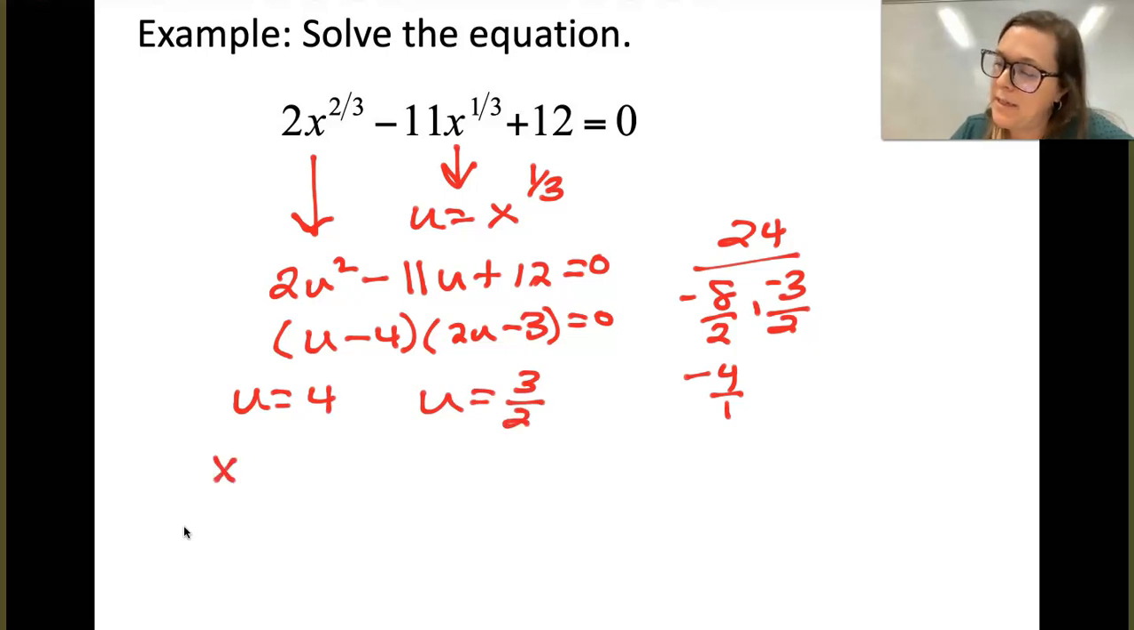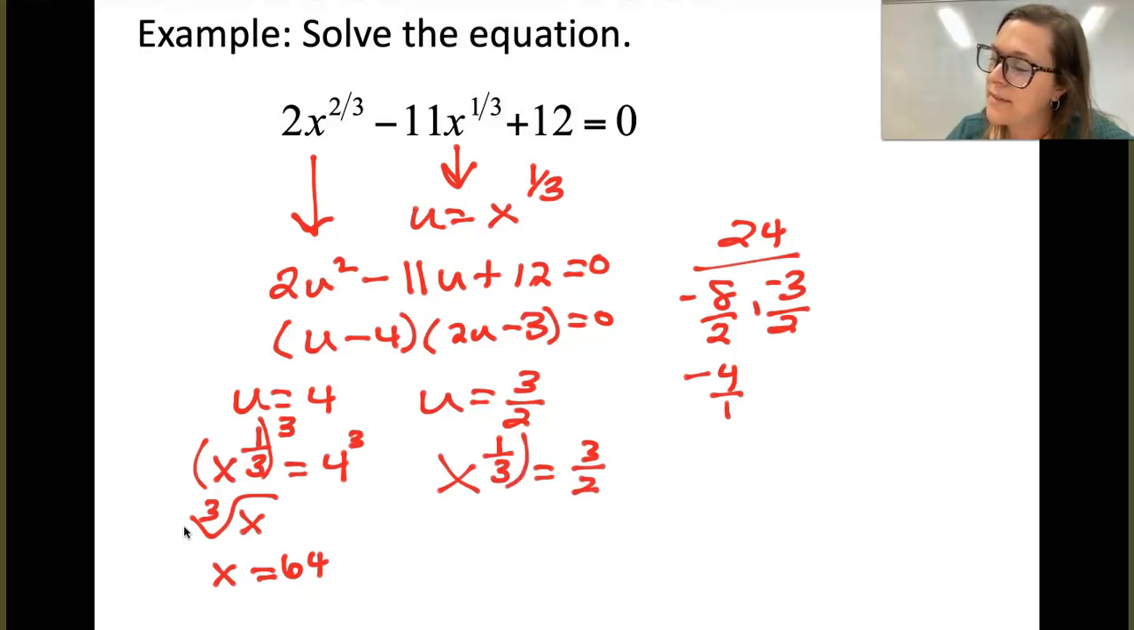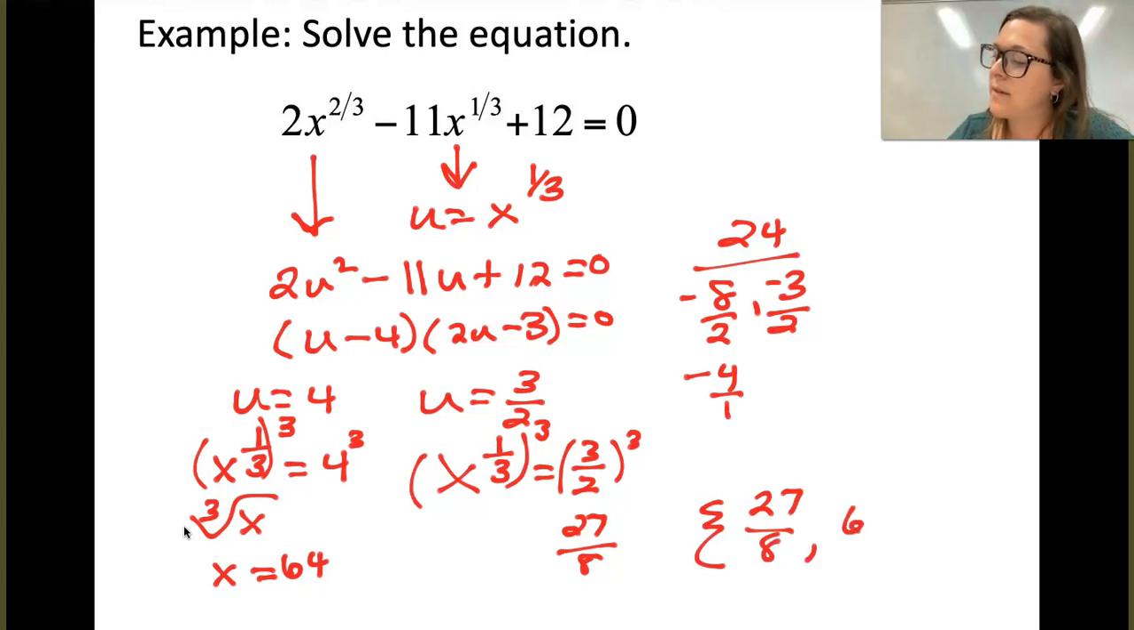Plug it back in. X to the 1/3 is equal to 4. Well, how do we get rid of that 1/3? That's the same thing as a cube root of x, right? So I can just cube this, because that becomes a 1. So we get x is equal to 4 to the 3rd, 64. Over here, x to the 1/3 is equal to 3/2. Take it to the third power. 3 to the third is 27. 2 to the third is 8. So there are my two solutions: 27/8 and 64.